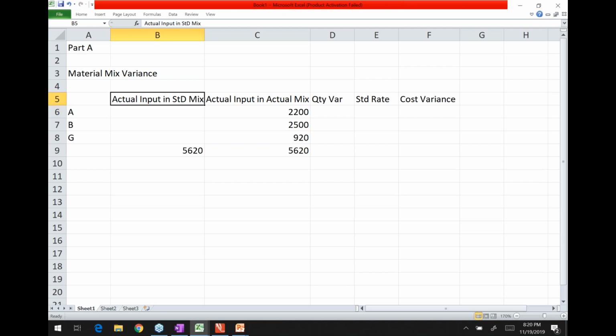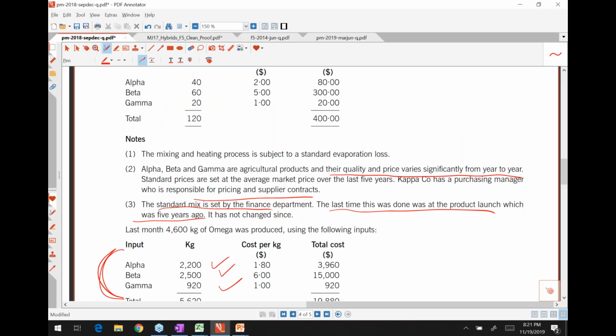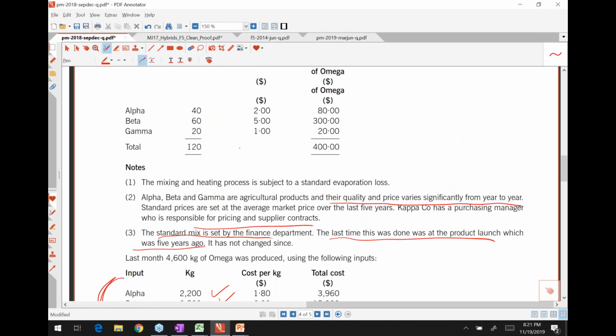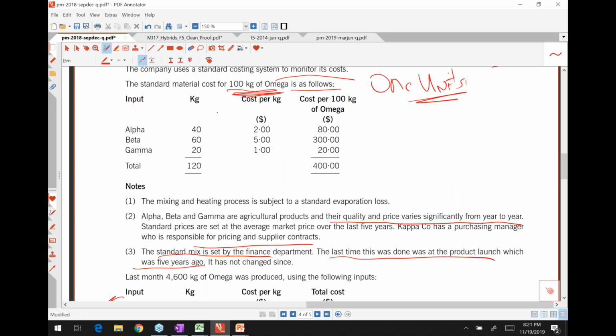What is standard mix? It's very simple. Standard mix means actually how much percent of material should be used in the product. So if I go back to the question, you can very simply see I can work out the standard mix, and I just do the calculation here in front of you. I need to work out the mix here. Okay, standard mix is what I need to work out. So it's very simple.